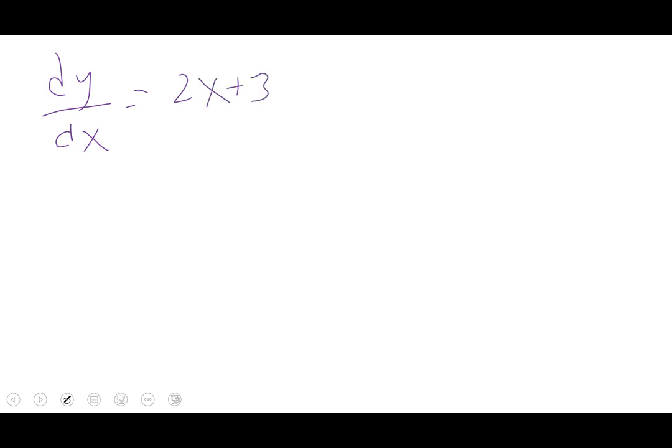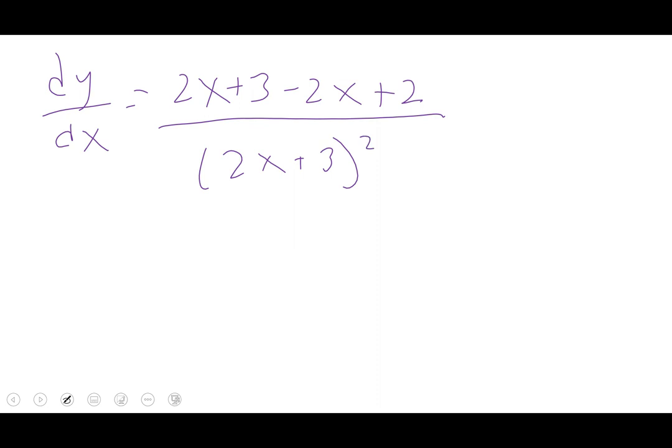Then if you distribute both the negative and the 2, you're going to get negative 2x, followed by positive 2. And again, this is all still over the denominator squared. Seems hard to believe, but you wouldn't be surprised at how often people just forget about the denominator squared. So certainly try not to do that.